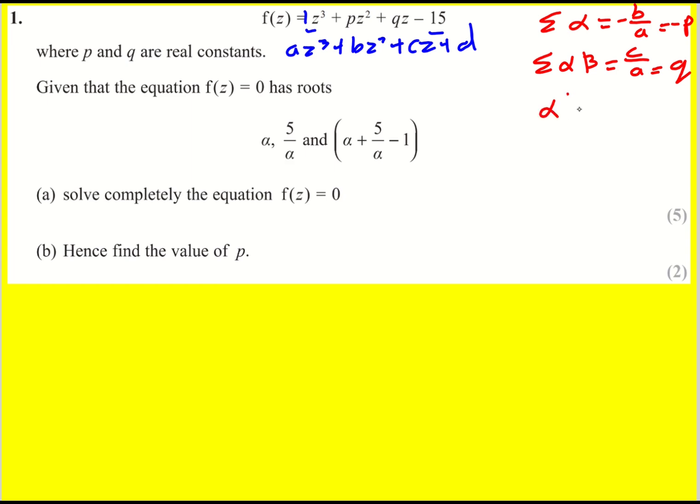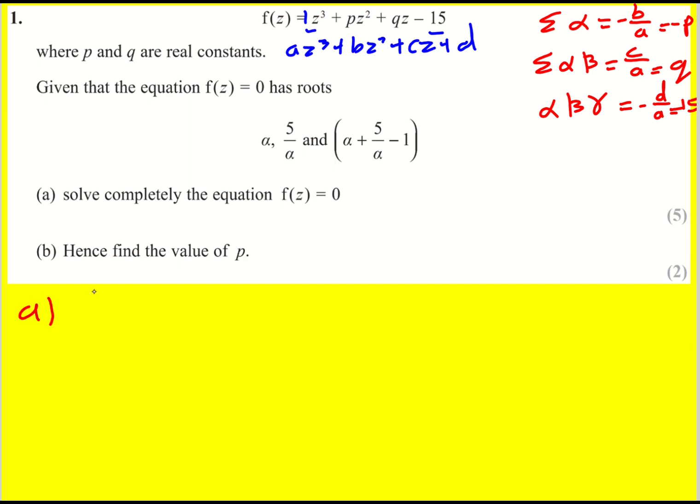And the triple product in this case is no sum. It's going to be minus d over a. So minus 15 over a, or 15. And that is our way into this question, really, because we have the roots and we have the product. So let's figure it out.